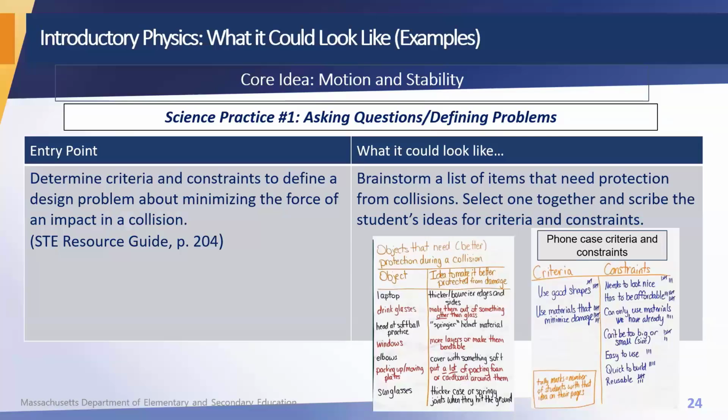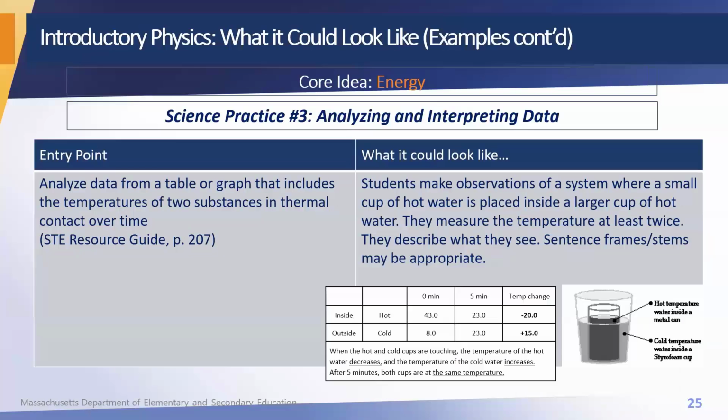So you can look these over a little more carefully, different things that the students came up with that need protection from collision. And then you are able to scribe their ideas and then talk about the criteria for how we might use those constraints.